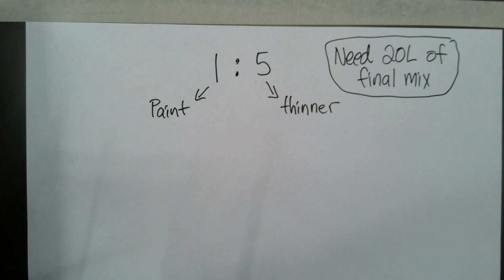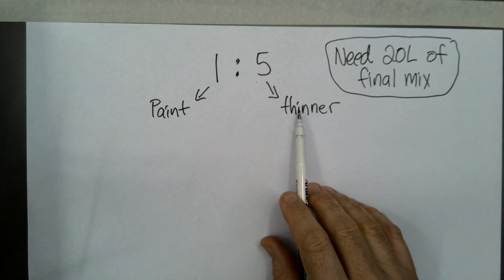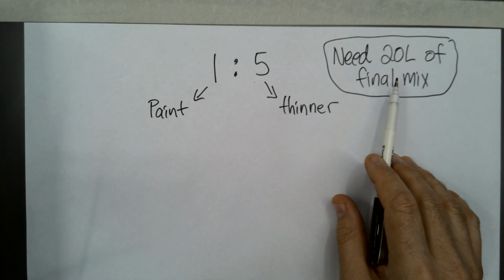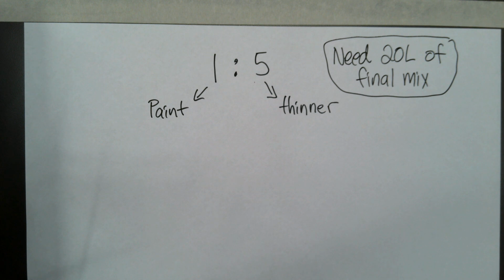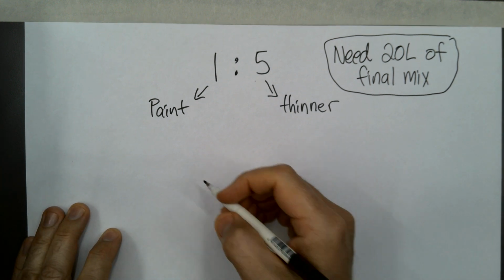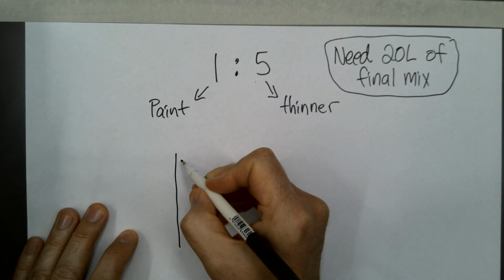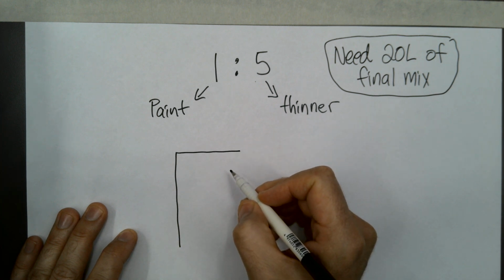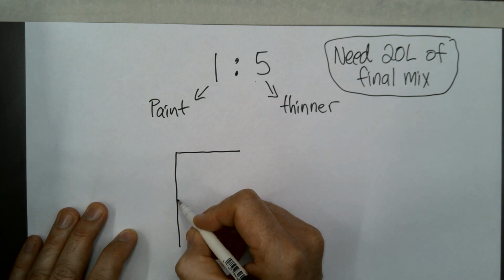That's how it works. So you need to know how much paint and how much thinner to put together to make 20 litres of final mix. Here's one way to think of it. Let's say this rectangle represents the paint.